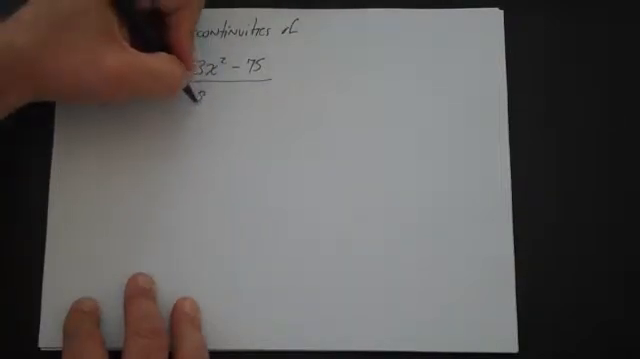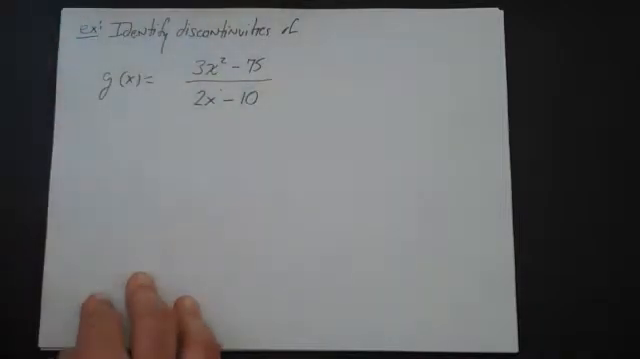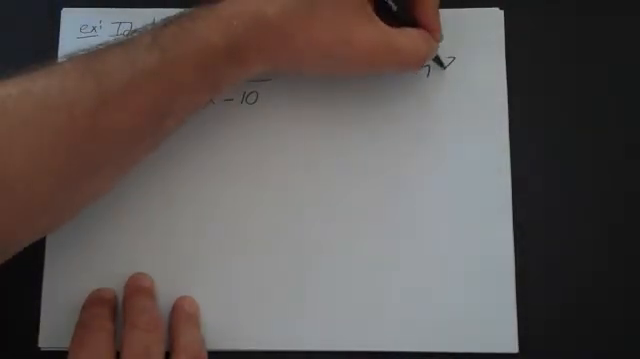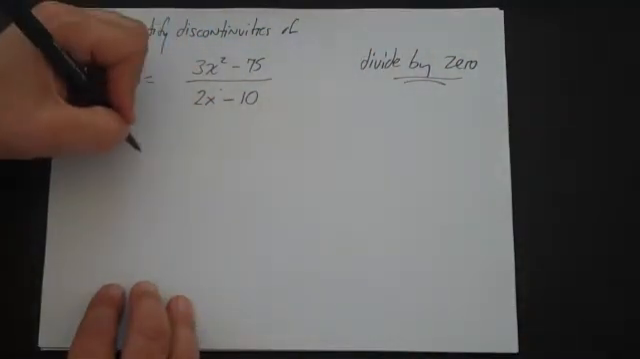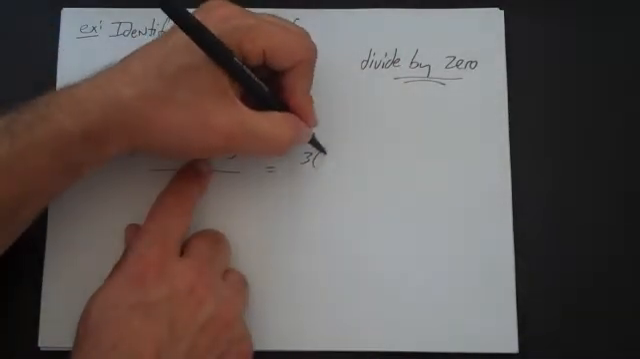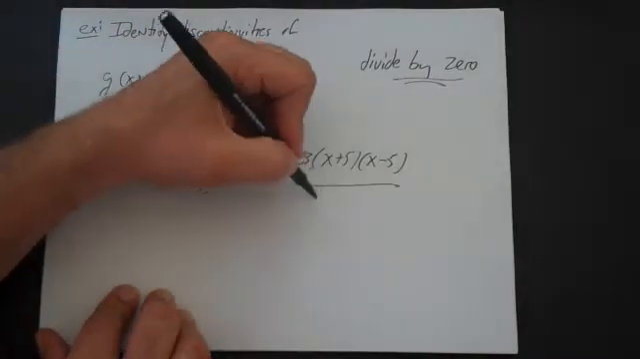So an example of a problem would be: identify any discontinuities for a certain function. Let's do g of x equals 3x squared minus 75 over 2x minus 10. So basically what you're trying to find is points where you would divide by 0. That's the key. And the way that we're going to do that is we're going to factor. So the first thing we're going to do is factor the numerator. We take a 3 out. We get x squared minus 25. And then you can further factor that to 3 times x plus 5 times x minus 5. The denominator, you can just take a 2 out, and you get 2 times x minus 5.